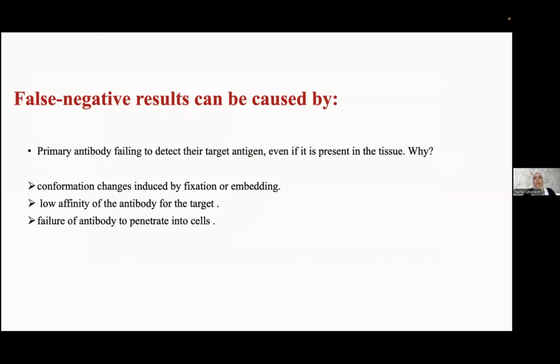False negative results we can have in our tissue or our samples due to a conformation change induced by fixation, low affinity of the antibody to the target, or failure of the antibody to penetrate into the cells. So all of these can cause our primary antibody to fail to detect its target antigen, even if it is in the tissue. And false positives can be caused by the primary antibody binding to another antigen.